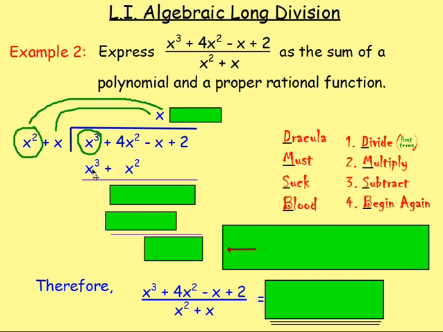So x cubed take away x cubed will give you 0. 4x squared take away x squared will give you 3x squared. Negative x take away 0x gives you negative x. And 2 take away 0 is going to be 2.